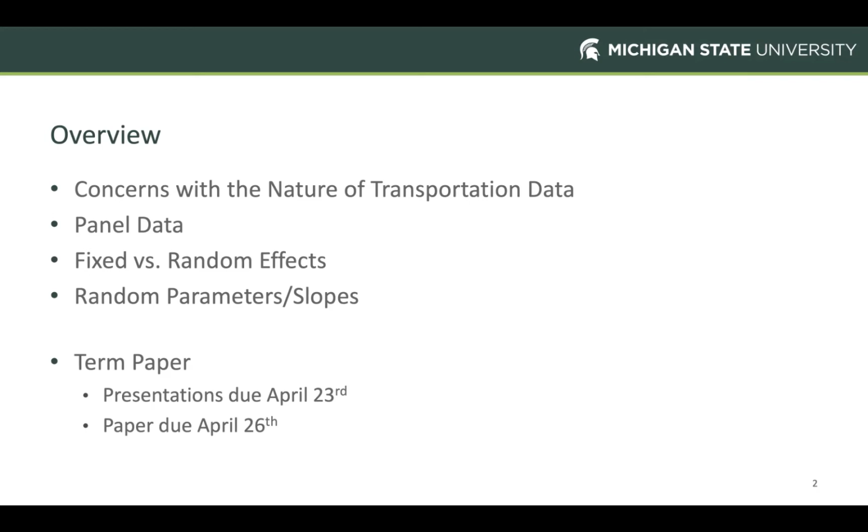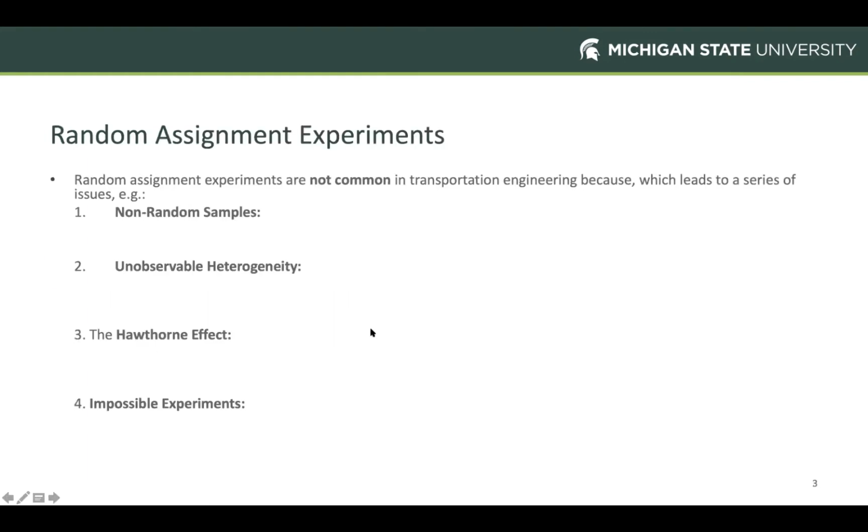And then we'll conclude very briefly. We won't have time to get into this in great detail, but there's a related concept, random parameters or random slopes. And so that is where we're going now.